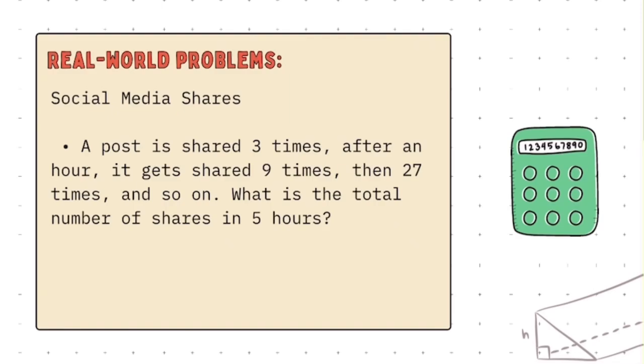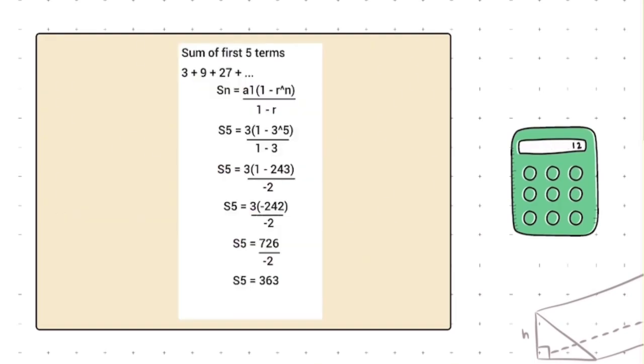Third problem, geometric series, social media shares. A post is shared 3 times in the first hour, then 9 times, then 27, and so on. How many total shares after 5 hours? We use the formula S sub n equals a1 multiplied by the quantity 1 minus r raised to the n, all over 1 minus r. Here a1 is 3, r is 3, and n is 5.